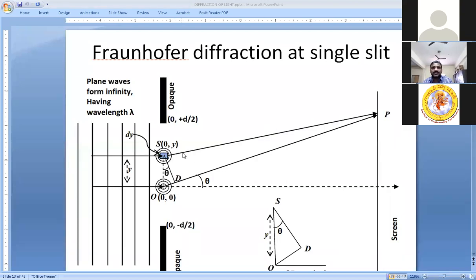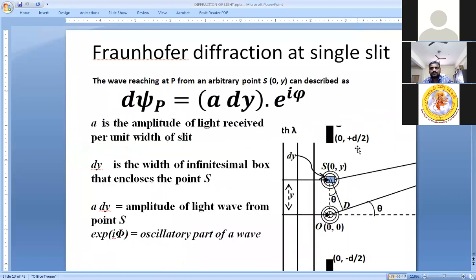So I have tried to write the spherical wave generated at S arriving at P. I have derived d psi P based on the point source S which is arriving at point P. I derived this in yesterday's class.